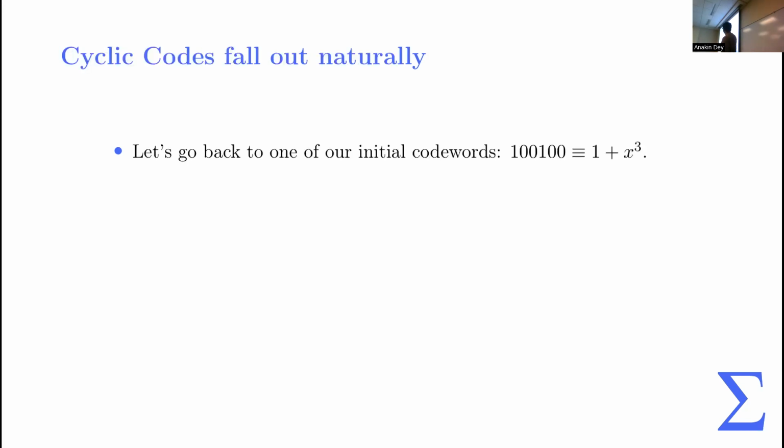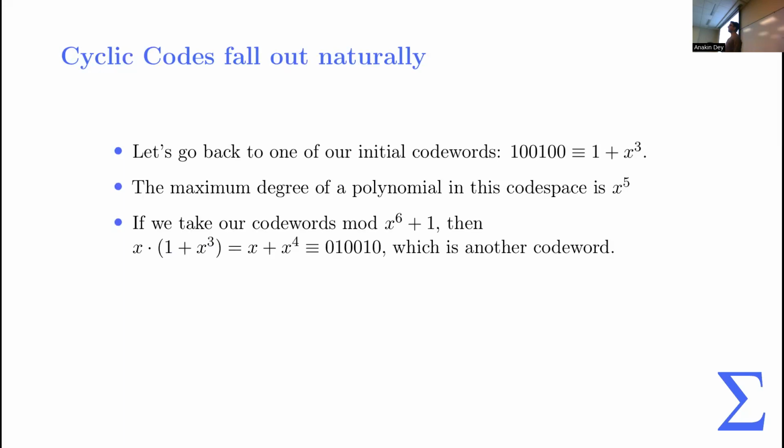Okay. So cyclic codes fall out of polynomials pretty naturally. If we go back to one of our initial code words, which we represent as 1 plus x cubed, the maximum degree of a polynomial in our code space is x to the 5, right? So we've got 6 bits, but one of them is x to the 0, so x to the 5 is the maximum degree. If we take all of our code words mod x to the 6 plus 1 — why are we doing x to the 6 plus 1? Because then any time we get x to the 6, it just turns back around into 1. Then multiplying by x gives us x plus x to the 4, which is our code word shifted right.